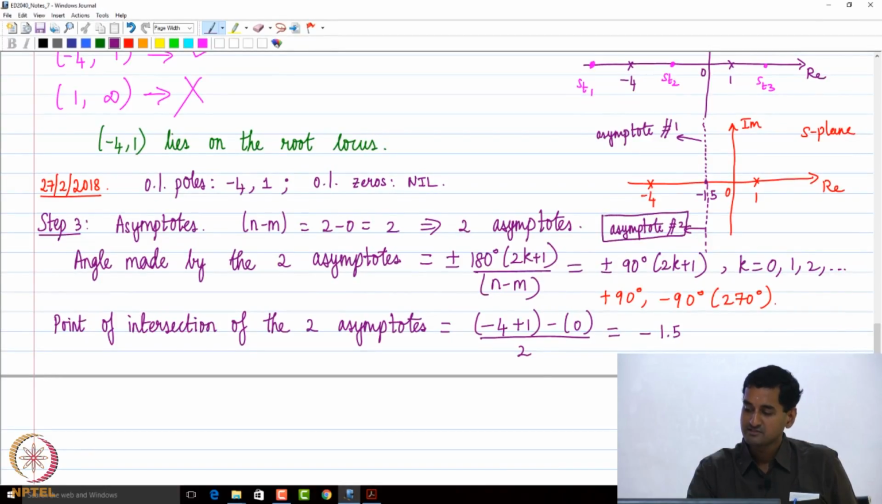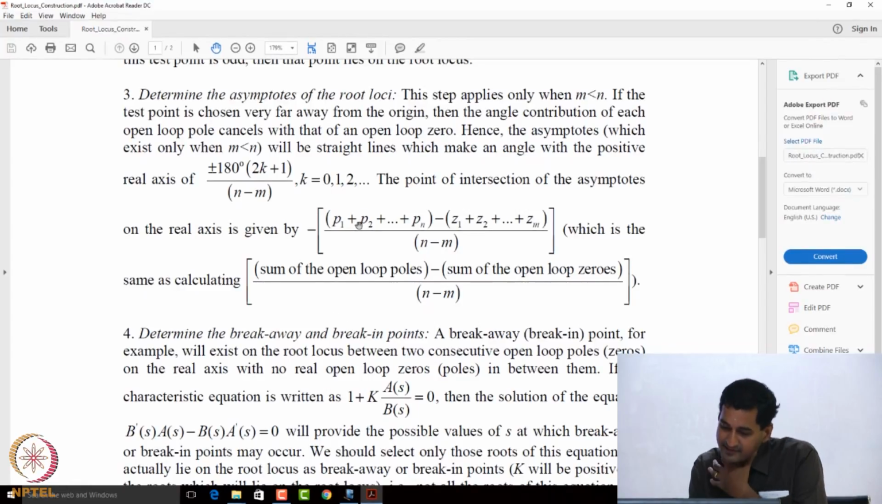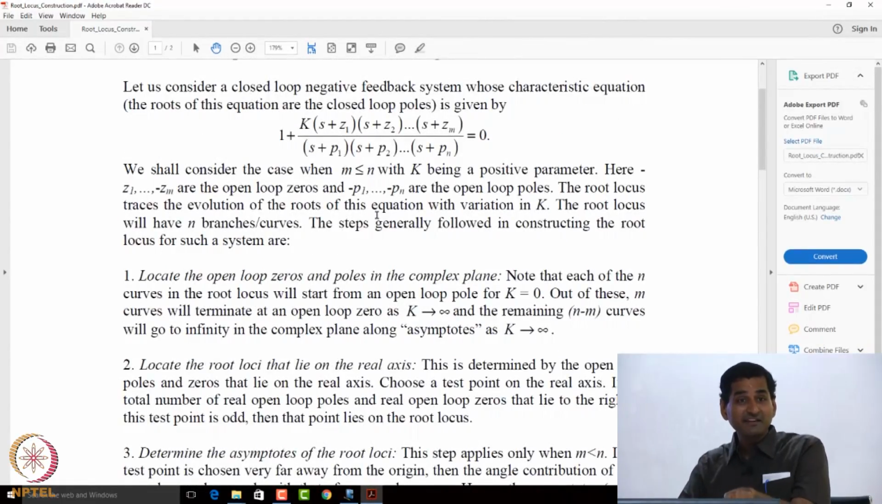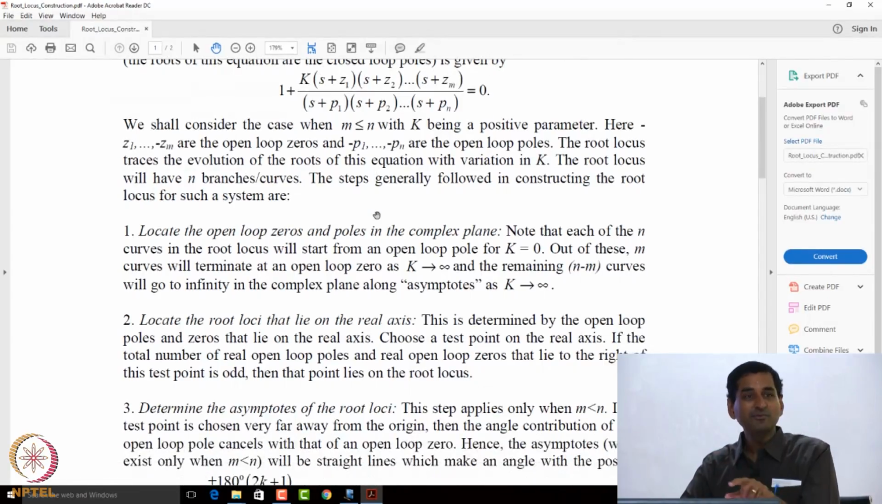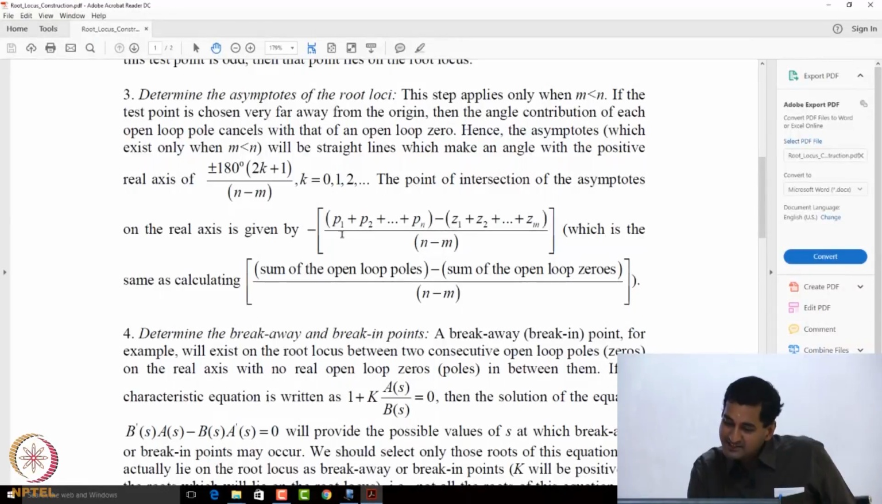Sir, yes, please. There seems to be a typo here where it says the point of intersection of asymptotes is given by minus of sum of open loop poles. Please remember, open loop poles are minus P1, minus P2, minus Pn. So you take the minus sign inside. I hope I typed it correctly. Did I call minus P1, minus P2, minus Pn the open loop poles? It really depends on how we write it. So let me scroll up. Okay, I didn't write S minus P1; if I had, P1, P2, Pn would have been the open loop poles. Since I wrote S plus P1, minus P1, minus P2, minus Pn are the open loop poles. So I hope this is correct. I take the minus sign inside.